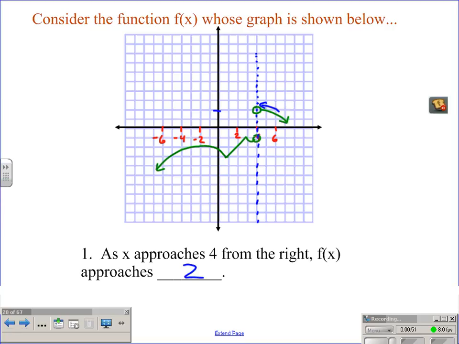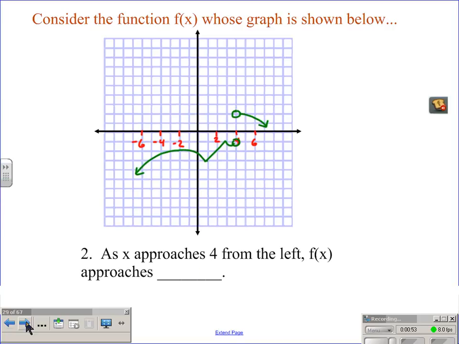All right, now we're going to look at the same graph, and this time we're going to consider what's happening as x is approaching 4 from the left side. So again, here is where x is 4, all along this line, and as we're approaching it from the left side, what is y approaching? It appears to be approaching -1 in this case.